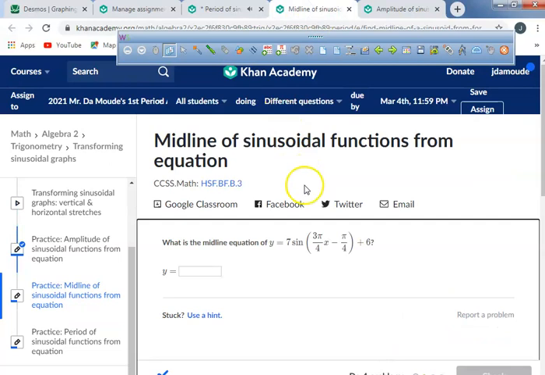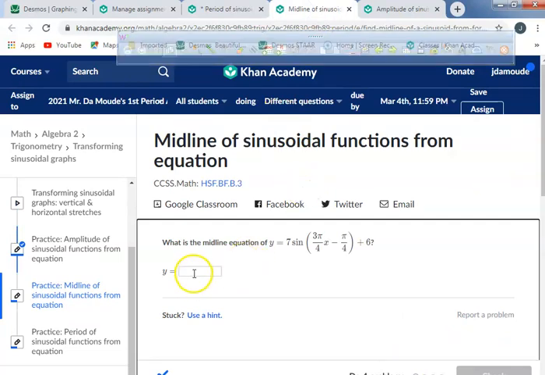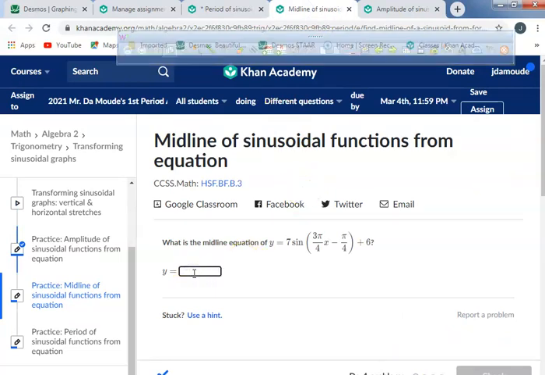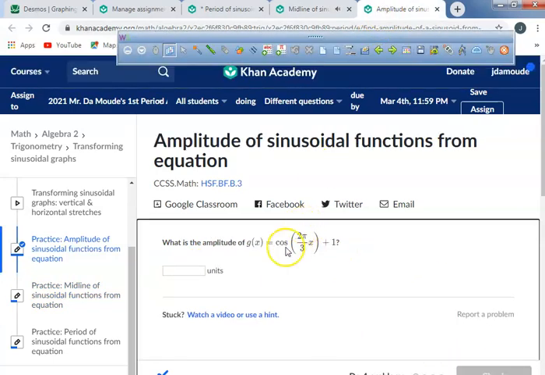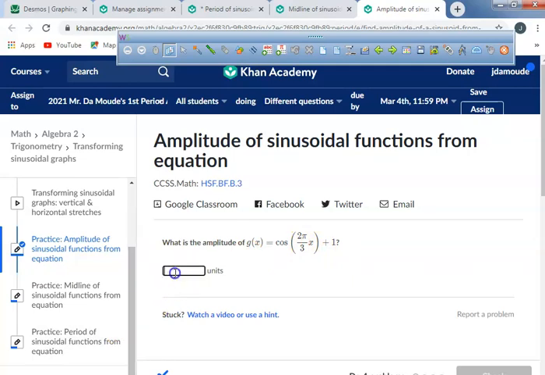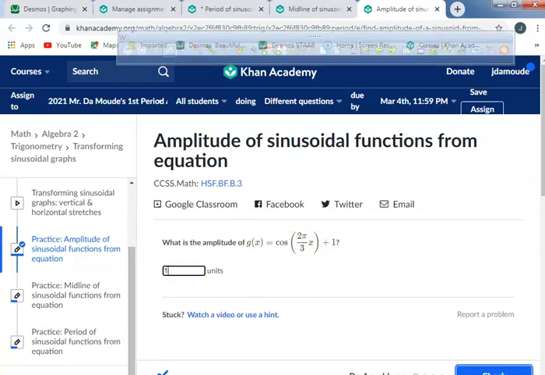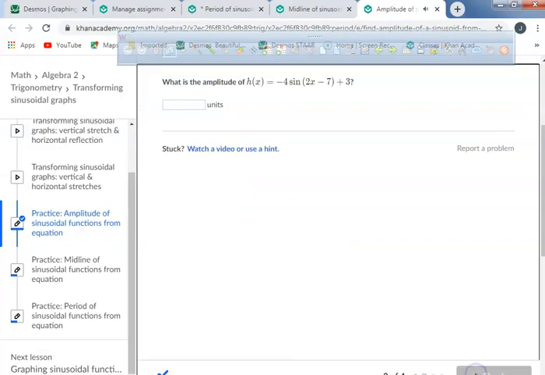Ready? Hey guys, what's the midline? Scan it. What's the midline? 6. See, it's the D value, right? All right. So that's pretty easy, right? Amplitude. Hey guys, I don't see a number in front of that cosine. So what number has to be in front of that cosine? 1. So the amplitude's got to be 1.